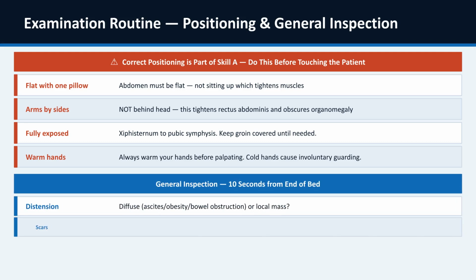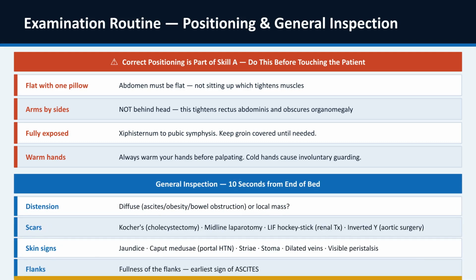General inspection from the end of the bed. Take 10 seconds. This is where the abdominal examination begins and where examiners start watching. Look at the patient overall. Do they look well or unwell? Are they jaundiced, yellow skin and sclera? Are they in pain, cachexic, pale?